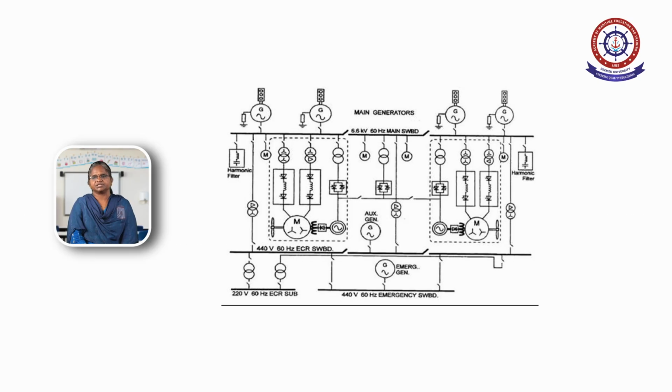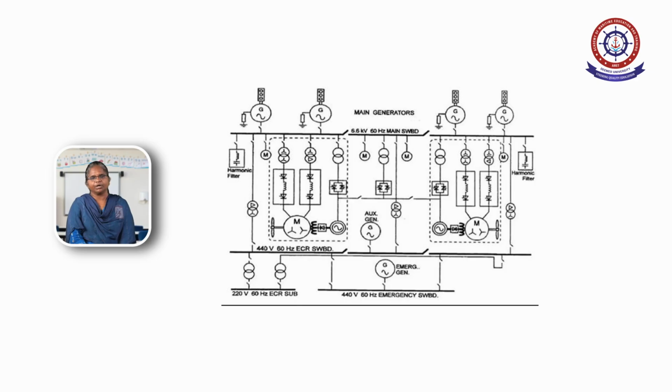In the ship electrical system, the ship electrical layout plays a major role. It consists of a generator. The generators are run by the prime mover. The generated voltage is usually 6.6 kV. This 6.6 kV is connected to the bus bar. From that, it is stepped down based on the requirement of the propulsion motor, with the help of the propulsion transformer.